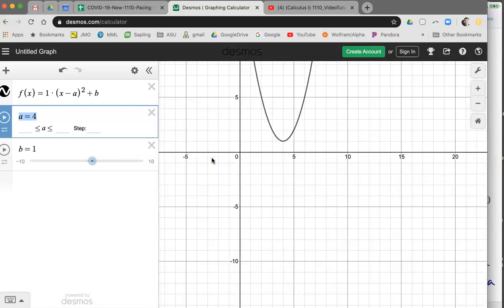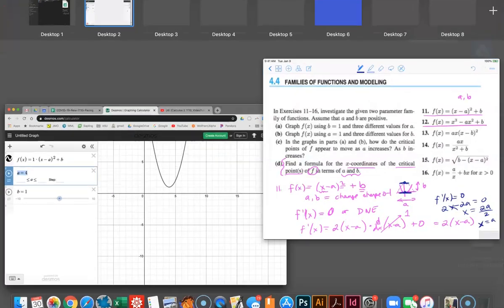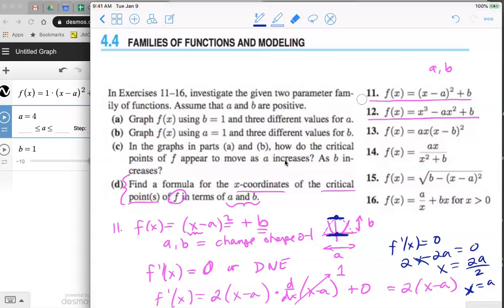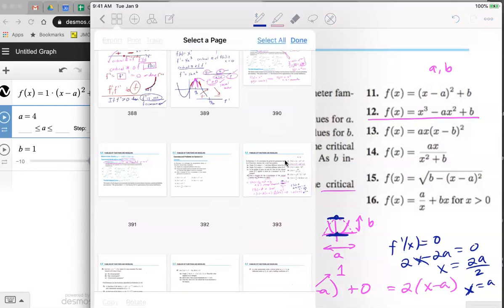So let's look at another function. Let's take a look at the x cubed minus a x squared plus b function and see what happens here. Let me insert a duplicate page, edit, copy.